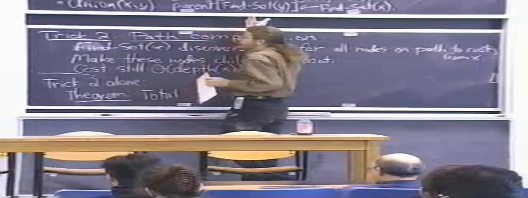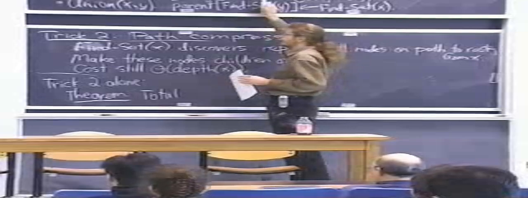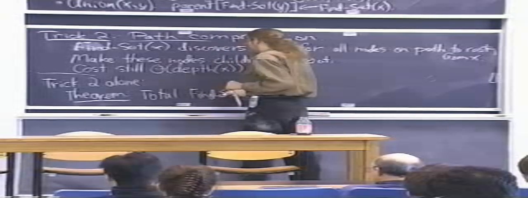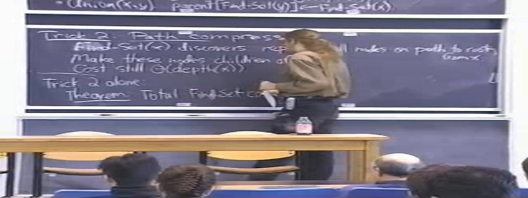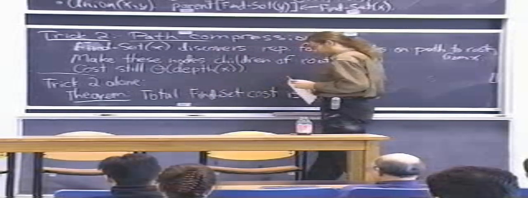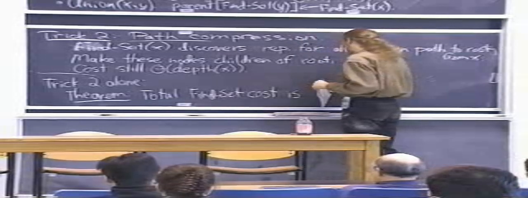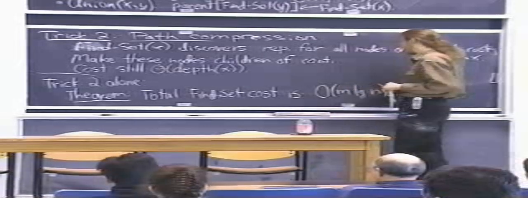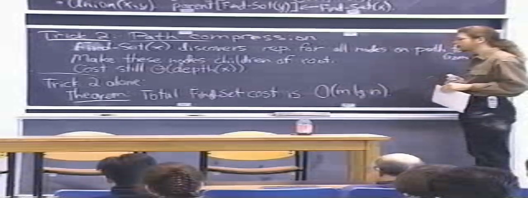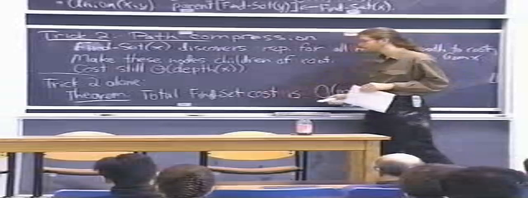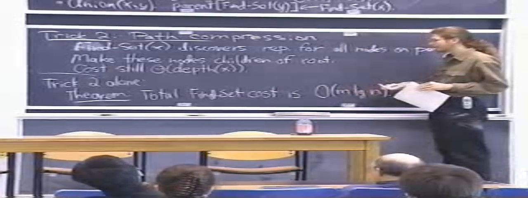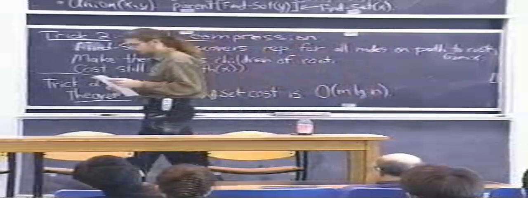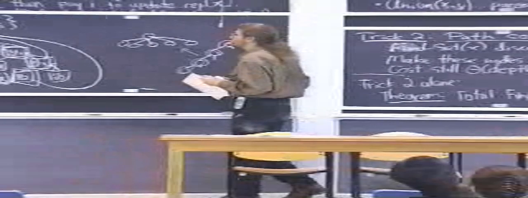So unions are constant time. Make sets are constant time. All I care about is find sets. So the total find set cost is basically n log n, except it's m log n, because for every operation I might spend, I'm doing many find sets. I might do up to m of them or f of them. Claim it's at most log n amortized each. And this will be a fun amortization.